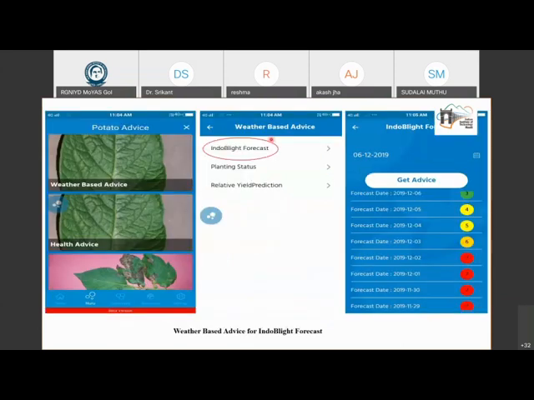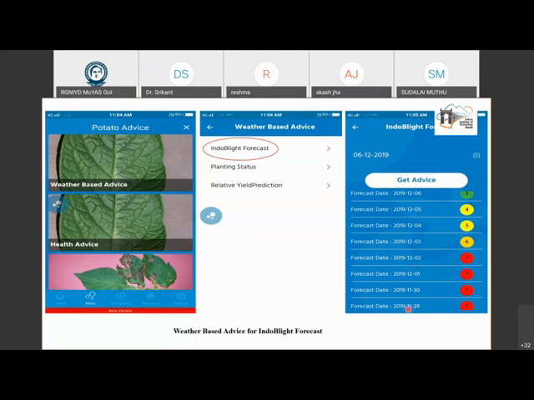And then similarly, we have the weather-based advice. For example, it tells you whether there is a possibility of disease coming up or not. What you're seeing on the right side is the farmer saying that if this is the date today, then over the next few days, what is the possibility of disease? So 7 is the severity rating. That's in red, telling you that on these days there is a high likelihood of disease occurring due to the weather conditions, whereas the days before that are maybe not much of a problem. So the next few days are risky.